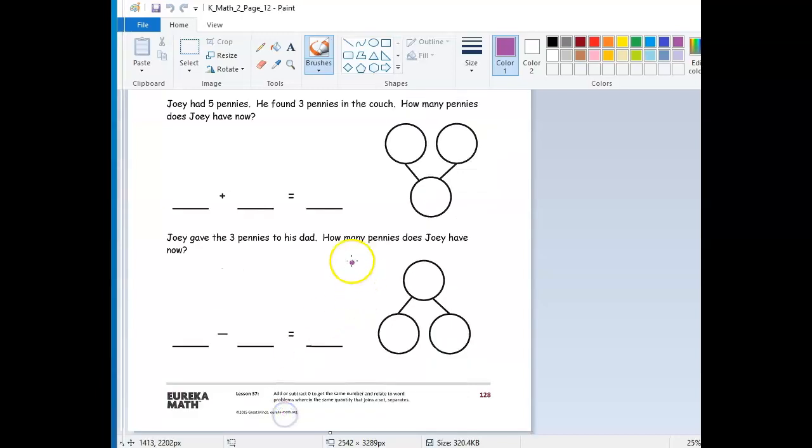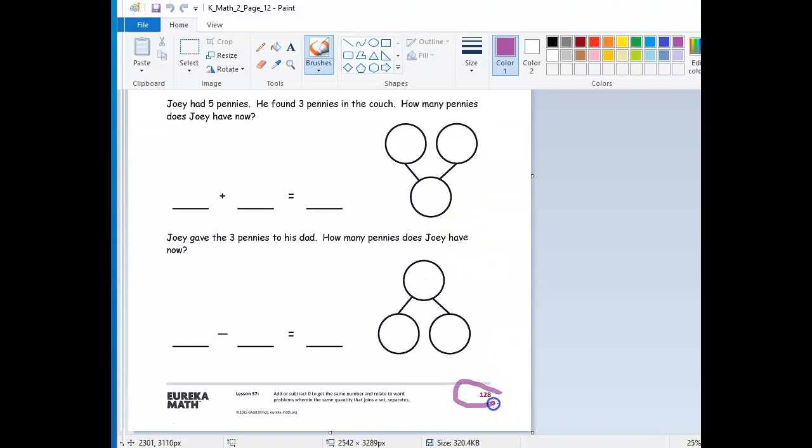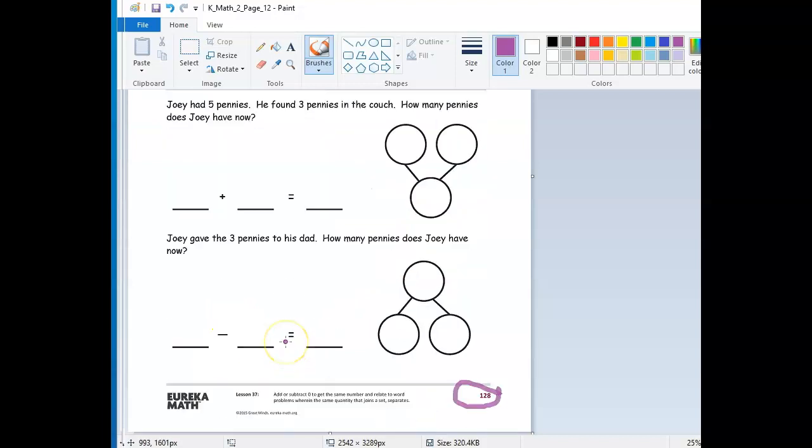All right, we're going to go on to the next page. We are now on page 128. So listen to the story. Show the story with your fingers on the number path, then fill in the number sentence and the number bond. So we'll do the first one together.